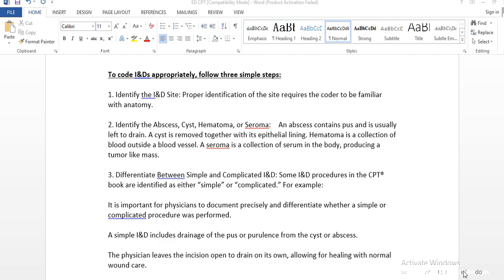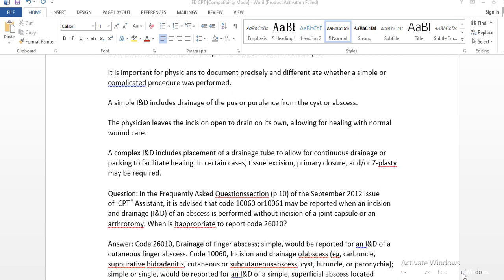So whenever we code I&D, we need to check the anatomical location of the abscess. Second, we need to check for what purpose we are doing the I&D, whether it is for abscess, cyst, hematoma or seroma. Third step is to identify whether the I&D is simple or complicated, as we have code descriptions with simple and complicated differently. So it is important for physicians to document precisely and differentiate whether a simple or complicated procedure was performed.